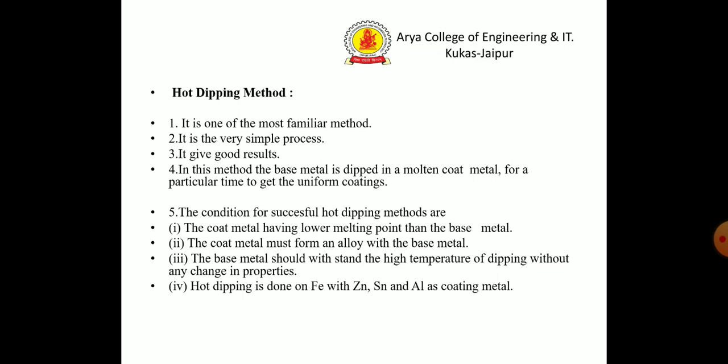The conditions for successful hot dipping methods are: first, the coat metal has a lower melting point than the base metal. The second is that the coat metal must form an alloy with the base metal. The third is that the base metal should withstand the high temperature of dipping without any change in properties. And the last is that hot dipping is done on iron with zinc, tin and aluminium as coating metal.